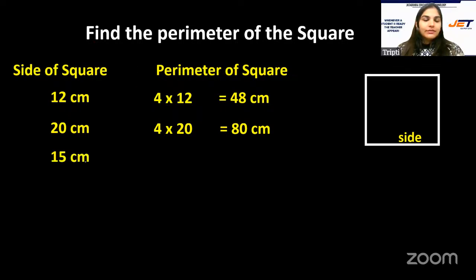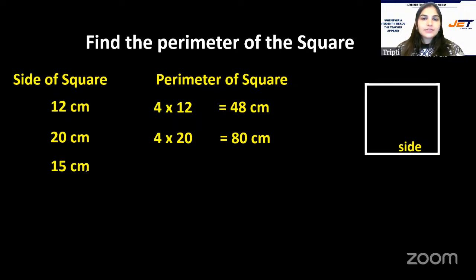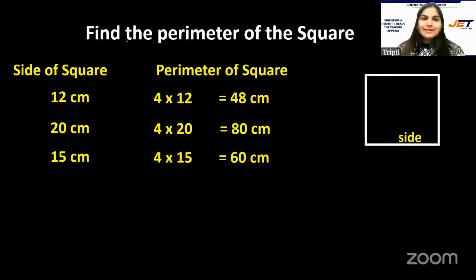Next one, 15 centimeters. So 4 times 15 is 60 centimeters. 60 centimeters is the perimeter of the square.